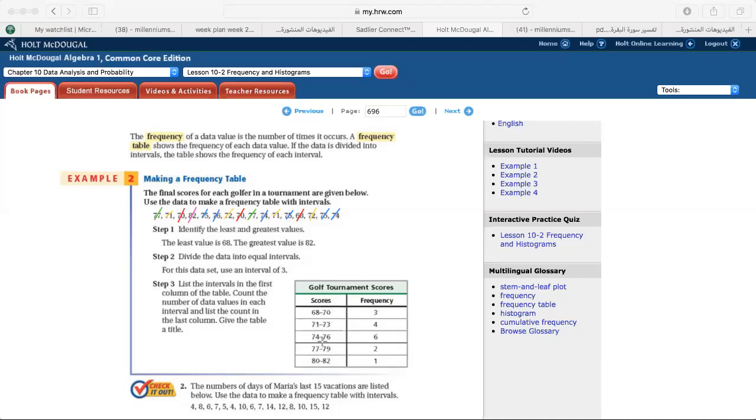The scores that are from 71 to 73 are 4. The scores that are from 74 to 76 are 6. The scores that are from 77 to 79 are 2. The scores that are from 80 to 82, 1. Okay, girls? Then I'm going to give the table a title: Golf Tournament Scores.